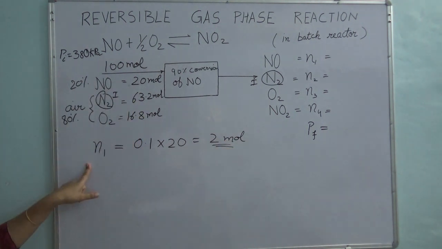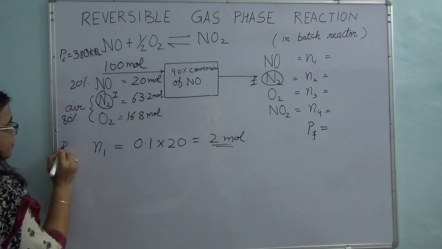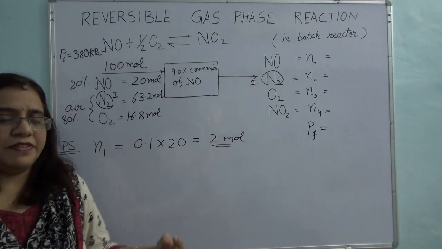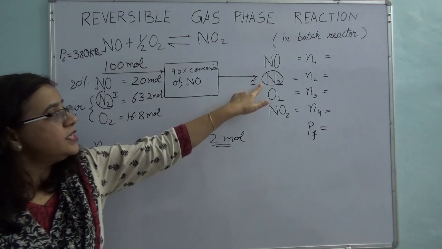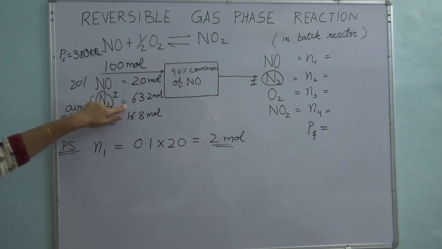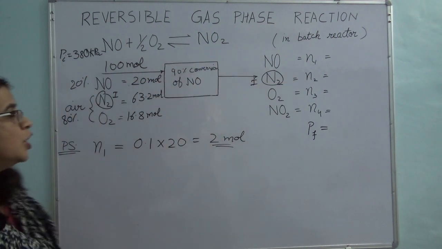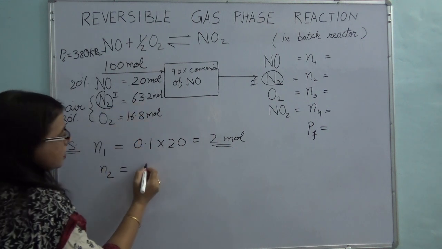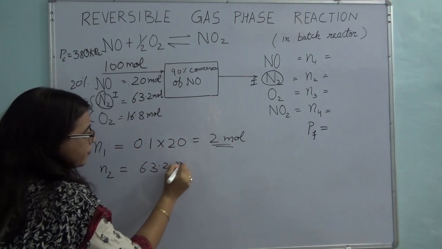So N1 I have calculated using the process specification. Next, I told you after process specification what you are going to do: take inert balance. Nitrogen is not taking part in the reaction, so whatever is going in should be coming out. So in is equal to out, and my N2 is equal to 63.2 moles.